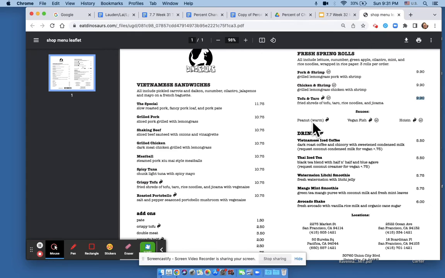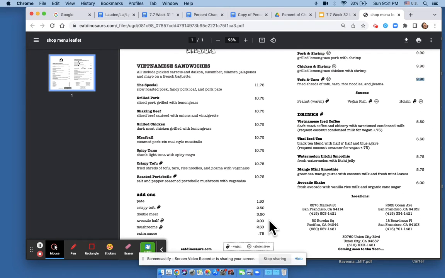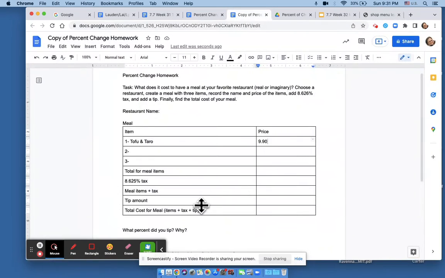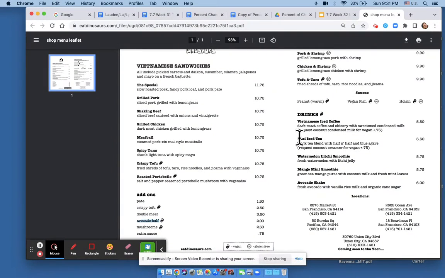For my second item, actually just to get this and the Thai iced tea, but I'm gonna add on avocado, and that's $2. Okay. So then my final item is gonna be a Thai iced tea, and I like it with the coconut creamer.